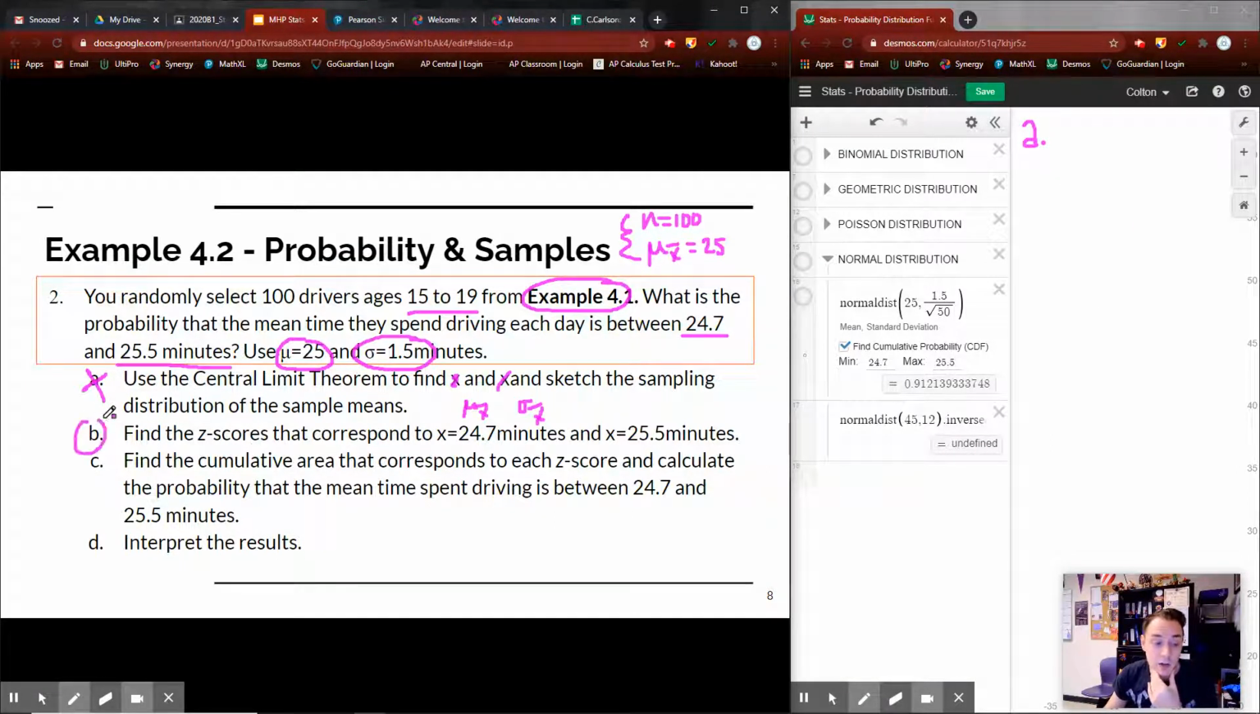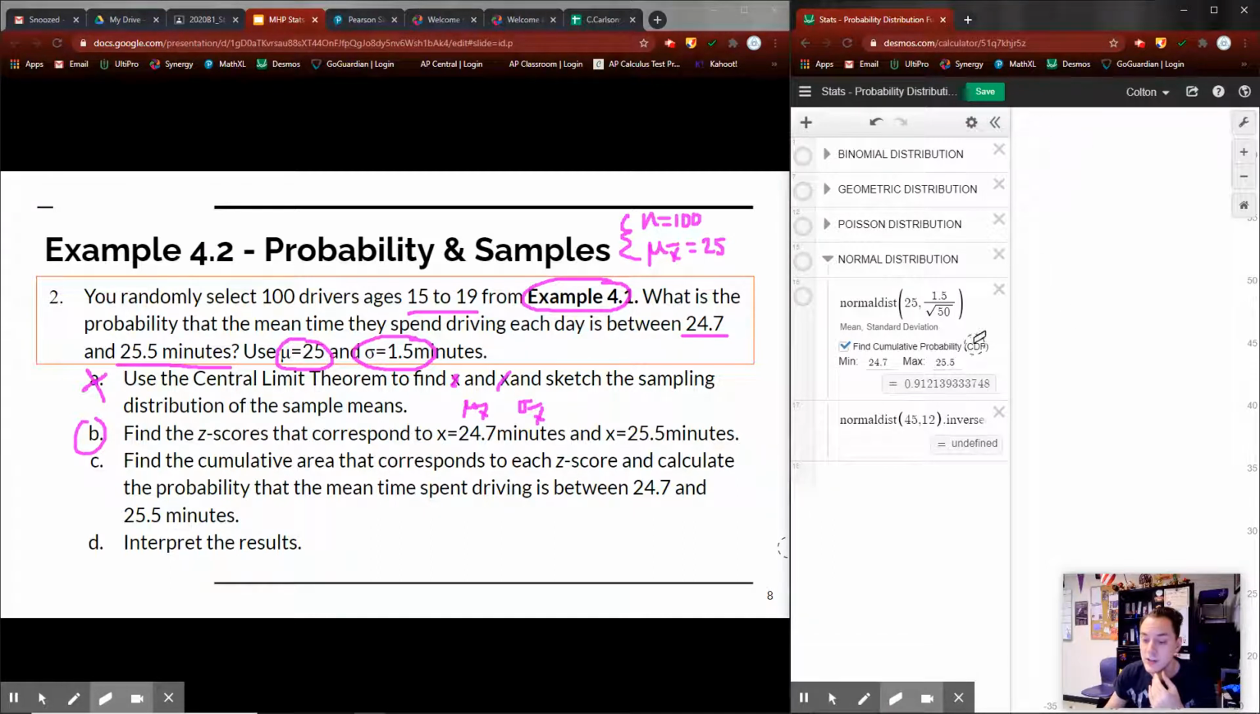Now I'm going to go to find the z-scores. So actually, let's go there. Now, since they're asking us to find the z-scores, we are going to find the z-scores. But before I even do that, I want to find my sample standard deviation. What is my sample standard deviation? Well, since my n is going to change, this is going to change, right? So I really need to find that.